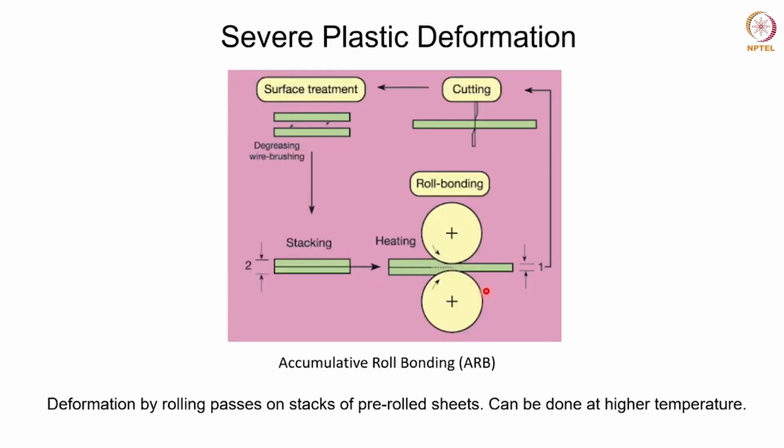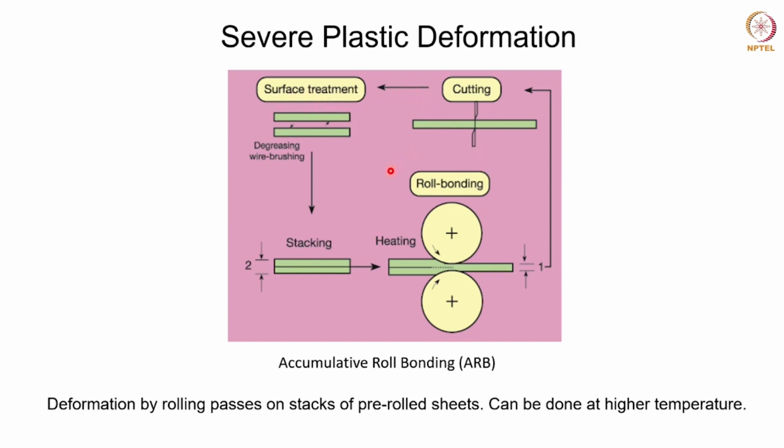Then here we have another process which again goes through a number of cycles, where the strain is also accumulative. The process is known as accumulative roll bonding. Here it not only leads to severe plastic deformation, but can also lead to bonding between two metallic sheets, as you could see, which the name also suggests. So the process goes like this, as depicted in this particular diagram.